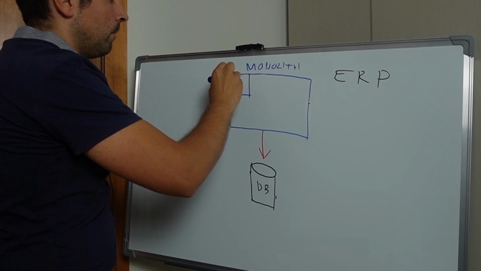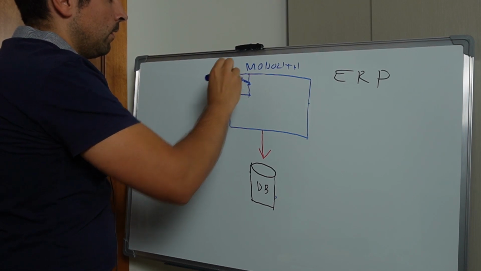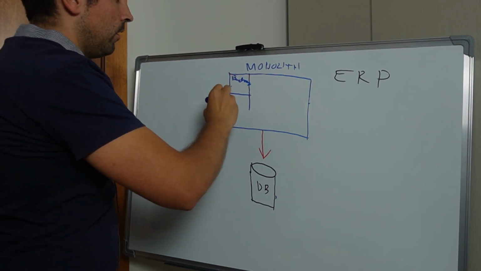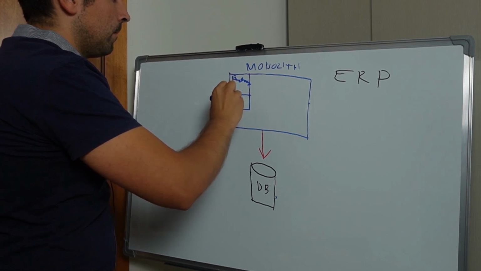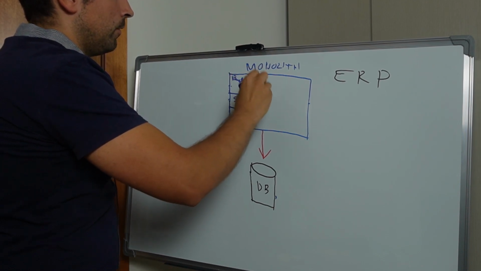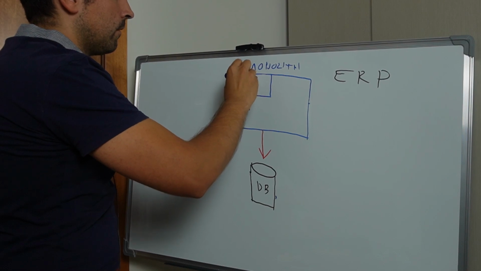So a good approach would be that you could find that you have a module called purchasing. You have another module called sales. You could find another called production.